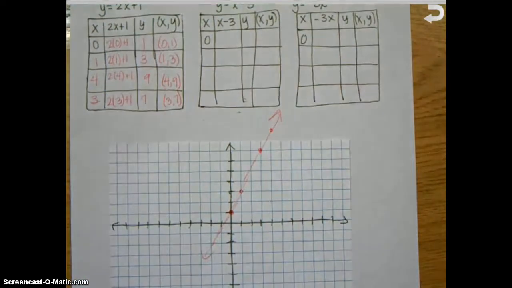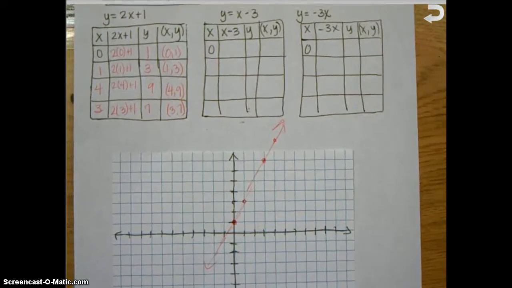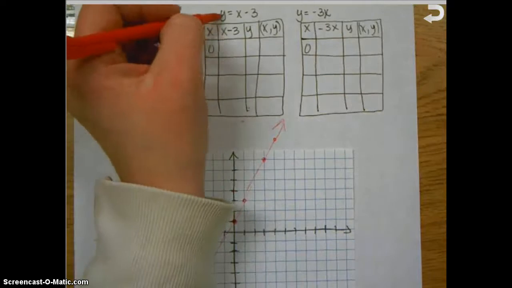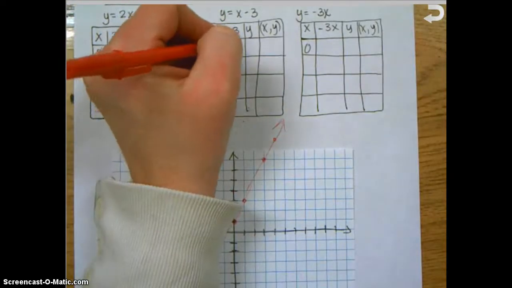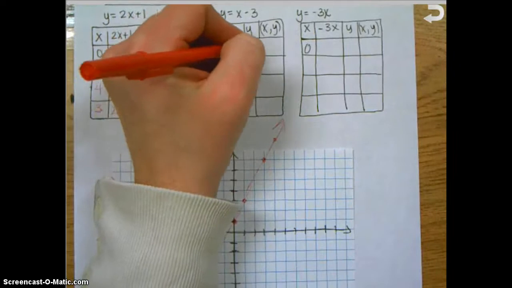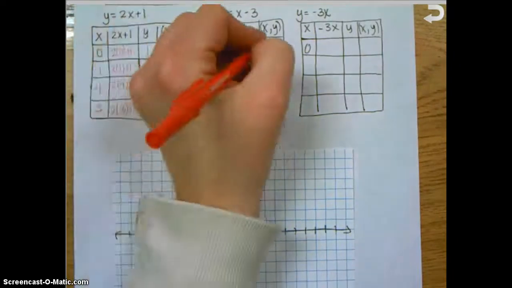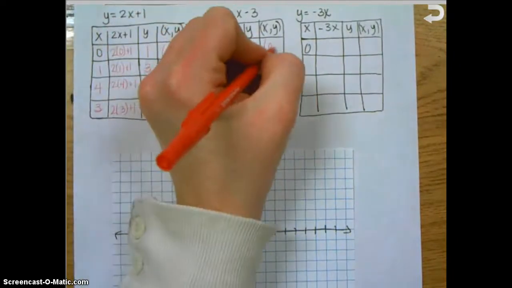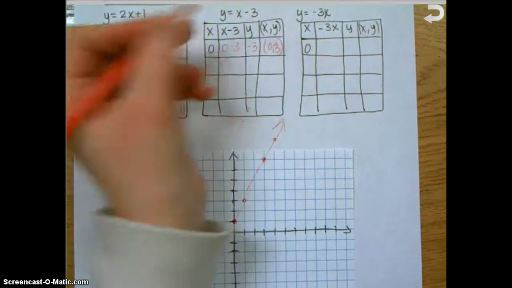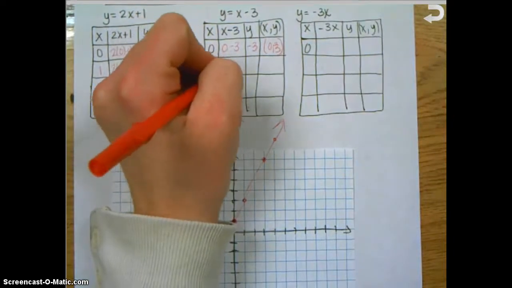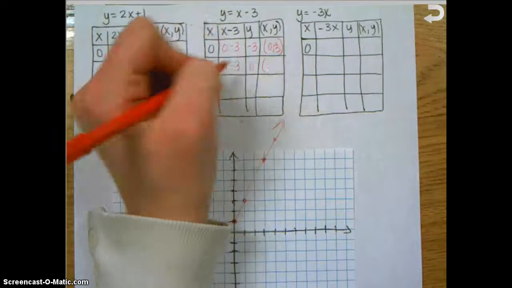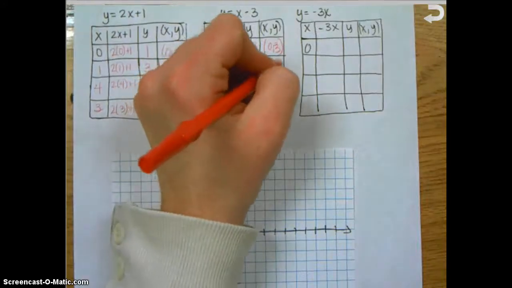Okay? So I don't want the video to be too long, so let's do a couple on the next two charts. So let's say y is equal to x minus 3. x is 0. You put 0 in place of x. 0 minus 3 would be negative 3. So your point would be (0, -3). Let's say x is 3. 3 minus 3 would be 0. So your point would be (3, 0).